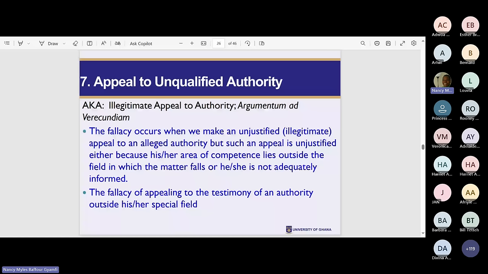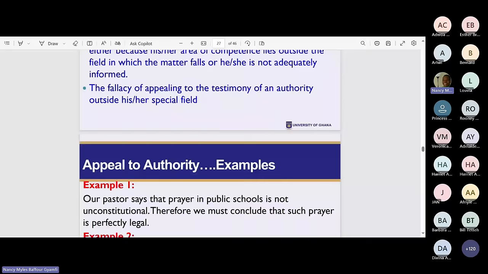Don't forget, I think that this was just a build-up. My colleague was just building it up, and so he just put appeal to authority. But the fallacy is not called appeal to authority. It is called appeal to unqualified authority. That is what we are pointing out.